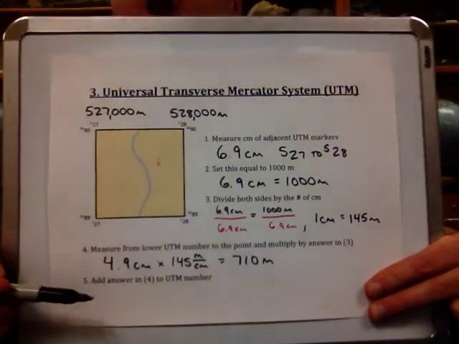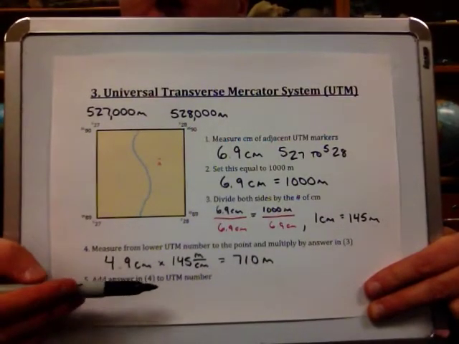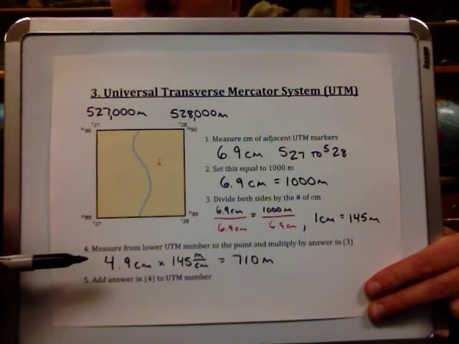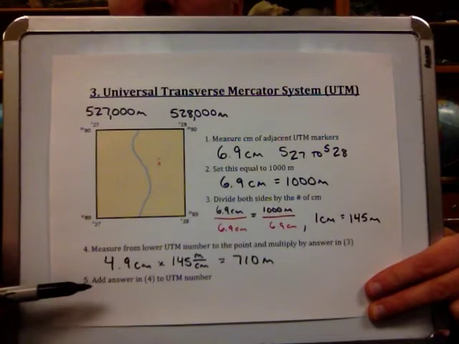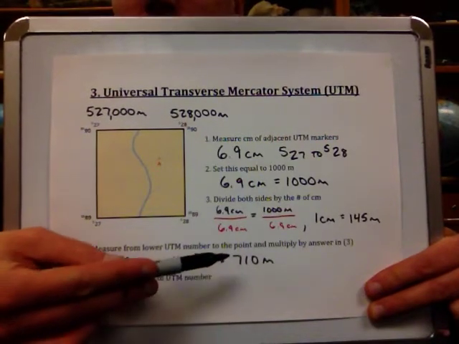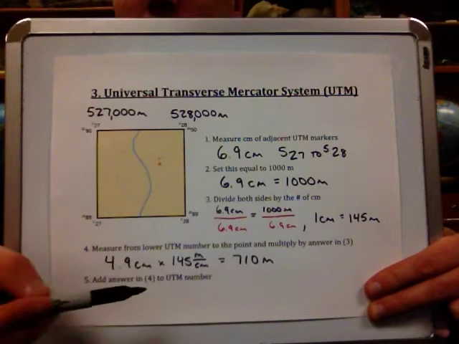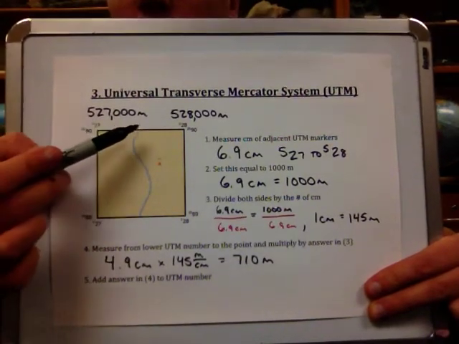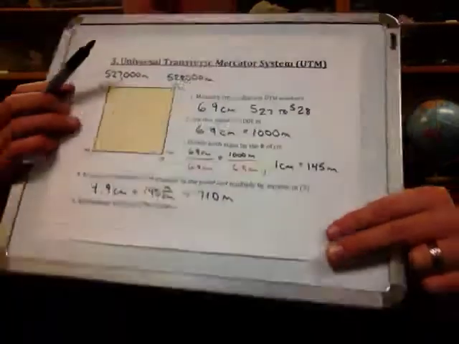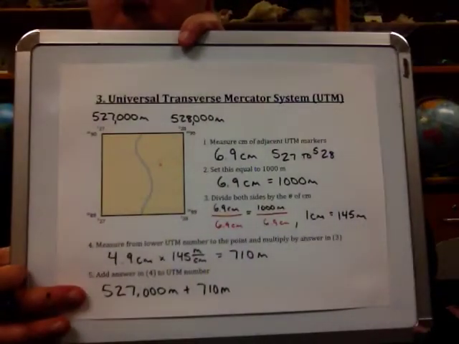So we figured out that point A is 710 meters east or away from the 527 UTM marker. The last thing that we need to do is we need to add the 710 meters that we just got for number 4. Again, your number's probably different because your size of your image is different. And we need to add the answer from number 4 for this video at 710 meters to the UTM marker that we measured from. So here we're going to use the whole number, the 527,000 number. And we're going to add our 710 number that we got from the step above.